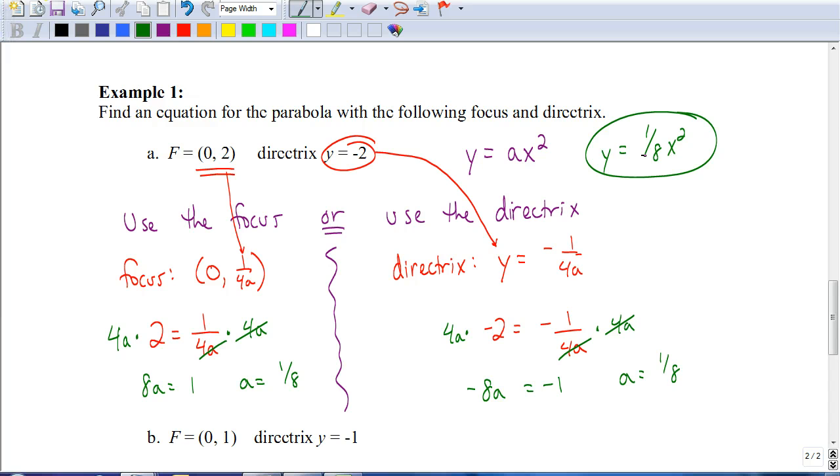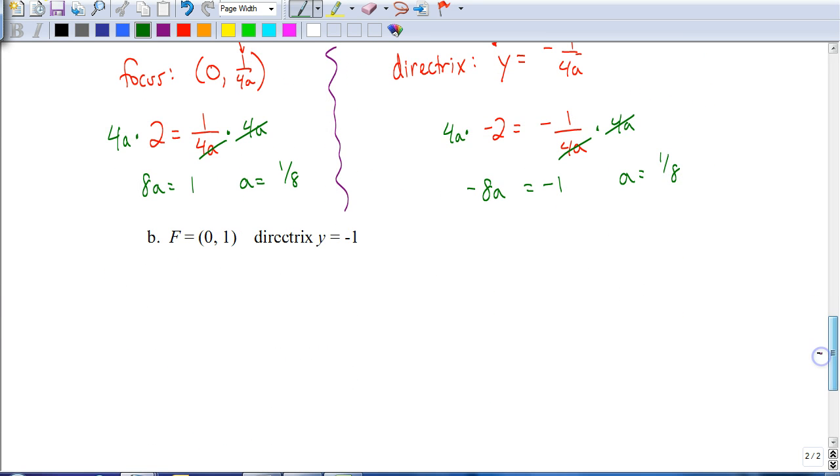So like I mentioned earlier, either one of these methods you can use to come up with the equation of your parabola. Let's look at doing this one on your own. So here they give us a focus of 0, 1 and a directrix of y equals -1. Why don't you take a minute and use either method to come up with the equation in the form y equals ax squared for this parabola. So pause the video and hit play when you're ready to check your answer.